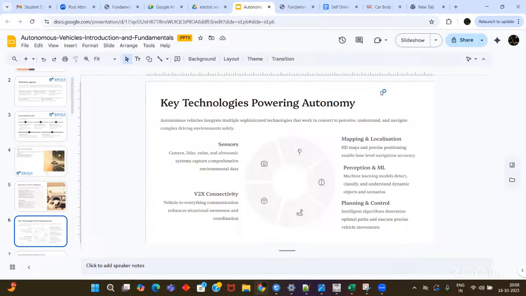Now comes the maps and precise positioning that enable lane-level navigation accuracy. You might say that lane change is not possible in a semi-autonomous vehicle, because lane change happens through the involvement of a driver. So the radar technology has to be very accurate to get the GPS data accurately mapped, so that your lane change happens with accuracy. That is how mapping and localization is effective.